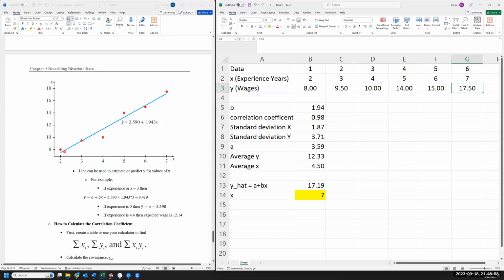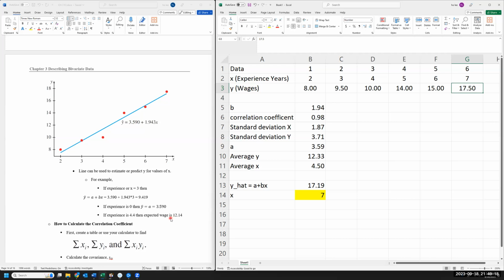Here is the model. Here again is for 7 years of experience. 17.19 is on the blue line. So right here on the blue line, let's be right here, 17.19. The red dot is actually 17.50, which is slightly above.